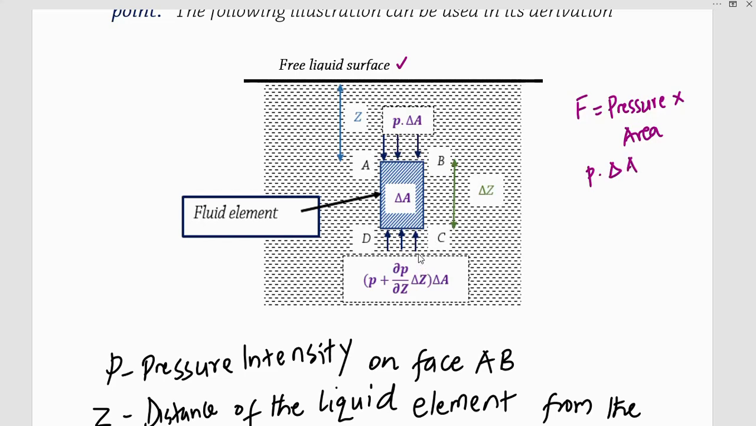What about at the bottom? This small fluid element also has some weight. So there is a vertical force due to pressure acting on AB, and also another force vertically downwards due to the weight of this fluid element. As we go to the bottom of the fluid element, the pressure is also felt down here. This pressure, small p, multiplied by the cross-sectional area acts on face CD, and that is also p times delta A on this face.